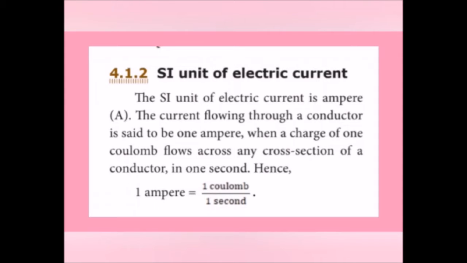We know that the mathematical expression for electric current is I = Q/T. Simply we can explain: for I, the SI unit is ampere. 1 ampere equals Q, the net charge, expressed in coulomb, that is 1 coulomb, by time. For time, the unit is second, that is 1 second. Therefore, 1 ampere equals 1 coulomb by 1 second.